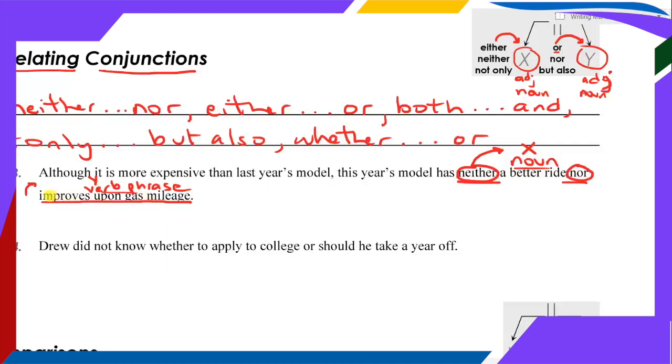So what we need to do is change this second half. We will change the second half into a noun, and the way that we can do that is by saying improved gas mileage. So now we have neither a better ride nor improved gas mileage, and this is just a noun phrase centered around this noun, mileage. Gas and improved are just adjectives describing that noun, but the mileage is the center part or most important part of that phrase. So we have a noun phrase here and a noun phrase here, and now we have balance.